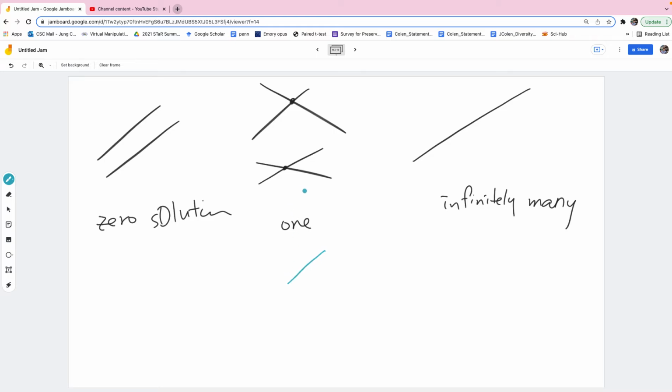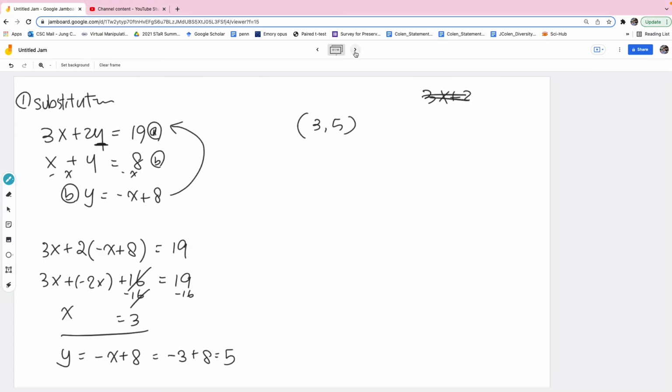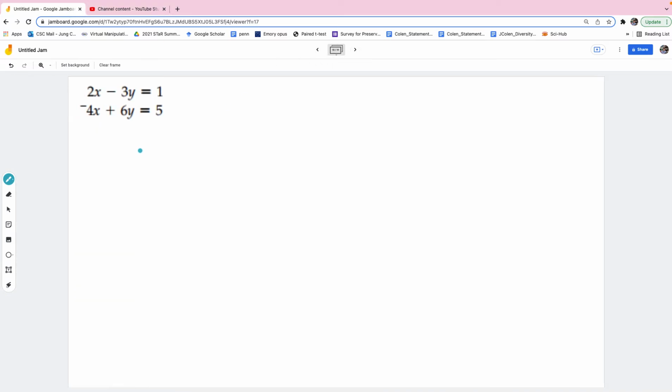If they have one solution, they meet at one point, and we can find what x and y is for that point. And if slope and intercept both are equal, we have infinitely many solutions. So knowing that, we can find out how many solutions there are. Okay, so 2x minus 3y equals 1. Let's suppose that is equation A and the next one is equation B.